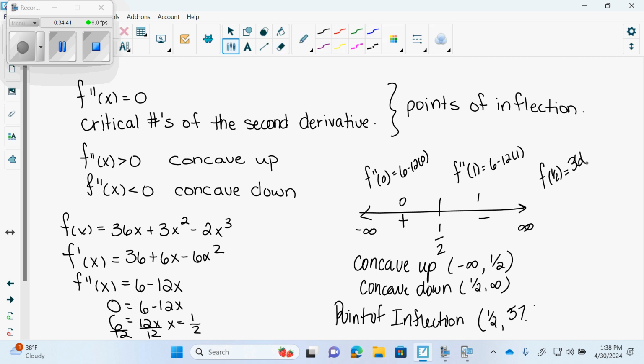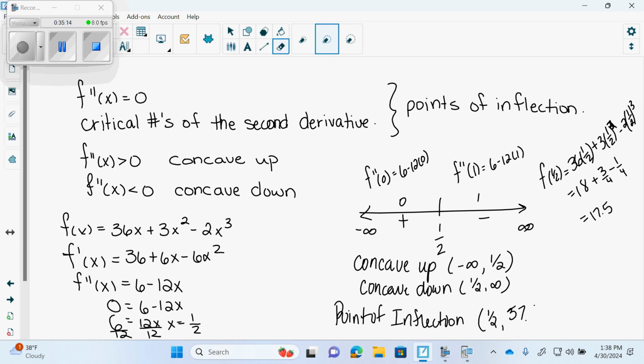36 times a half, which is 18. Plus 3 times 1/2 squared, which is 3/4, so 0.75. And then minus 2 times 1/2 cubed, which is 1/8, which is a quarter. Oh, 17.5. Wow. No, 18.5. Because 3/4 minus a quarter is a half. 18.5.